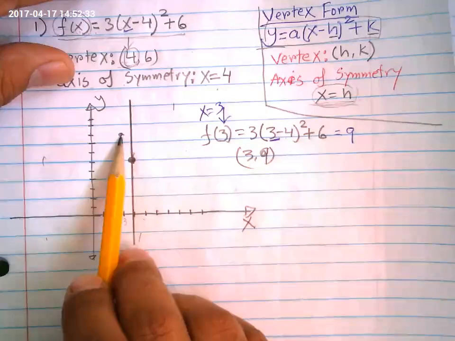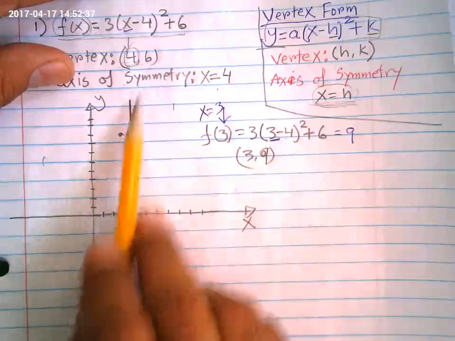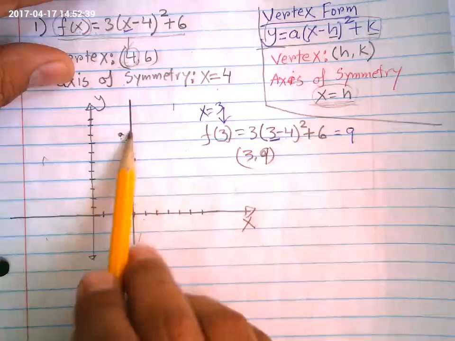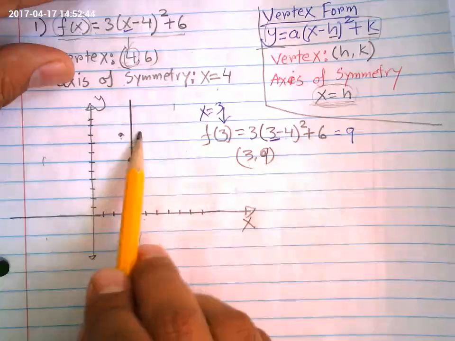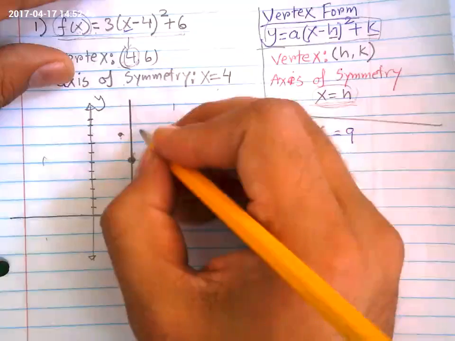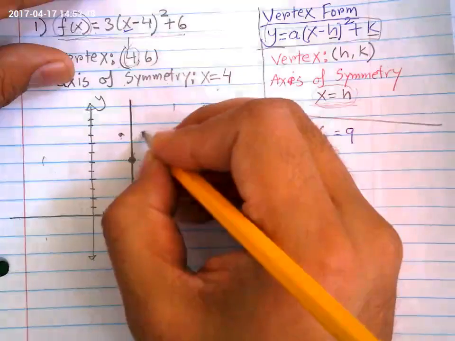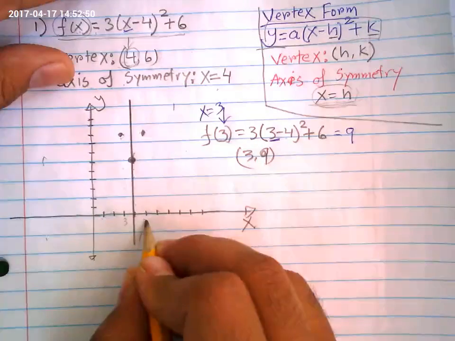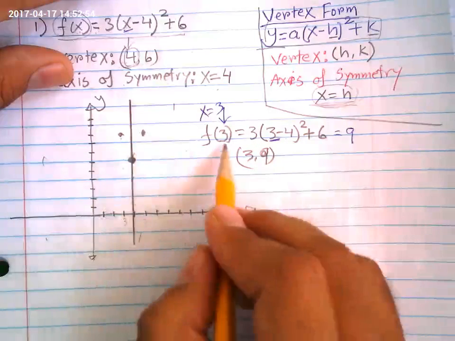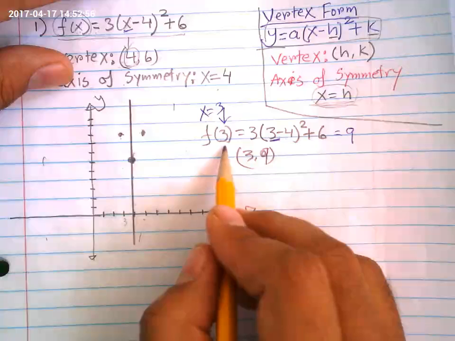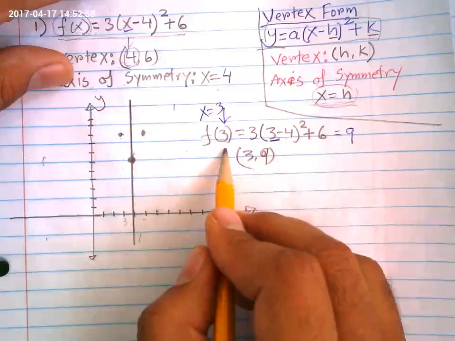How many steps to the left is this point from the mirror, from the axis of symmetry? It is 1 step to the left. So you go to the right 1 step, which is this. Now this is the 5, right? For 5 you also get 9. Did you see that? So if you would put 5 here, you would get the same thing.